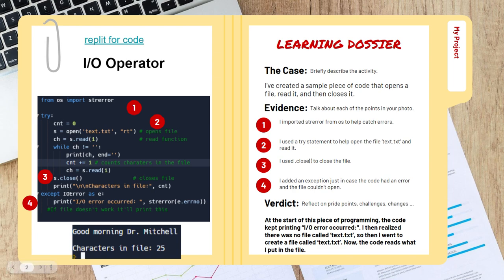At first, when I was making this code, I kept on getting the IO error occurred, and I didn't know why. And then I realized I didn't have a file called text.txt. So I made a file called text.txt, and I typed in the file, "Good morning, Dr. Mitchell." After that, everything worked out, and here's the output of the code down here. "Good morning, Dr. Mitchell," and it has 25 characters in it.